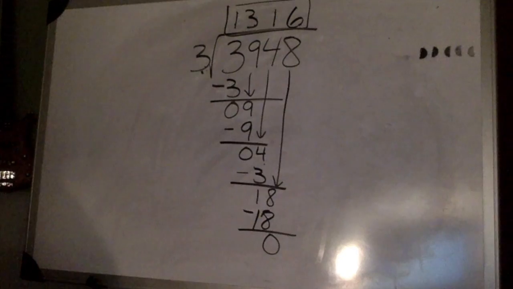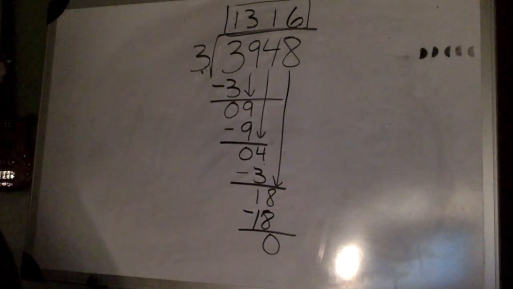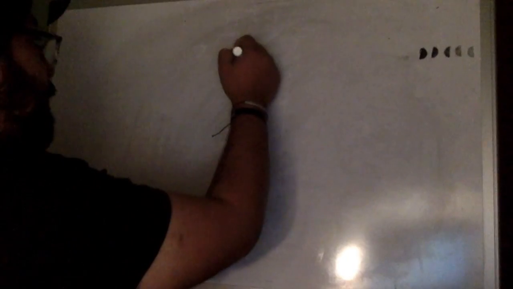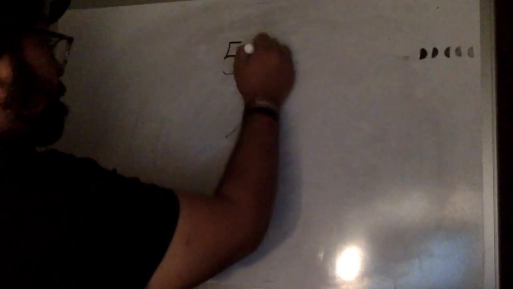The more you practice your multiplication, the easier this will become. Therefore, you won't need your multiplication chart. But until then, this always helps as well. Let's do another one. Let's try 5,060 divided by 5.